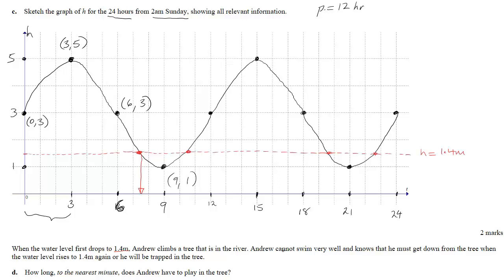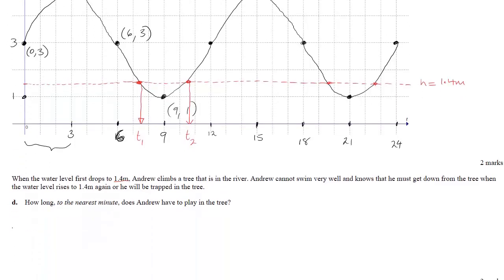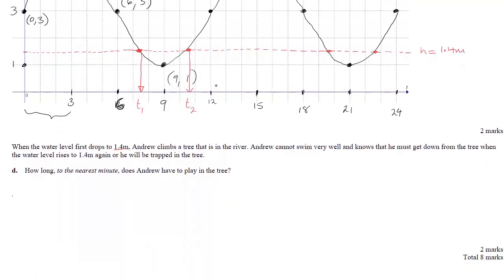Andrew climbs a tree. He cannot swim well and knows that he must get down from the tree when the water rises to 1.4 meters again, which is there. And it asks how long can Andrew stay in the tree. So you need to find where this time is, followed by time 2. What we know in this question is that the height is equal to 1.4 meters.